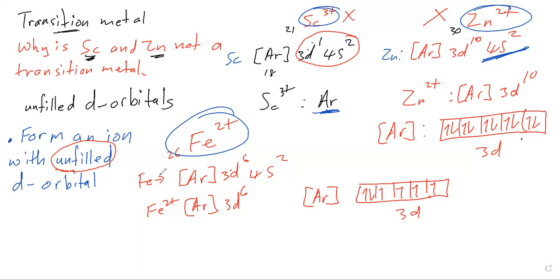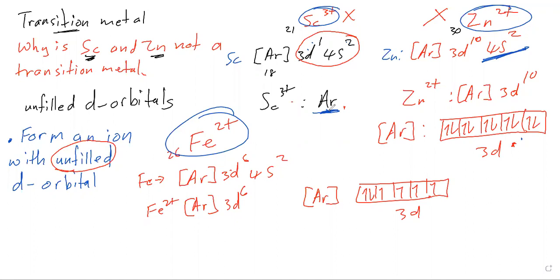That clear? Oh, sir, I'm just joining. So a transition metal must always have a d orbital that is unfilled. From the ion that is formed, the d orbital must be unfilled. Zinc is filled, so it is not a transition metal. Scandium doesn't have any d orbital at all.